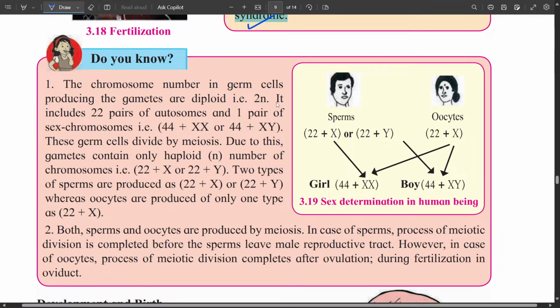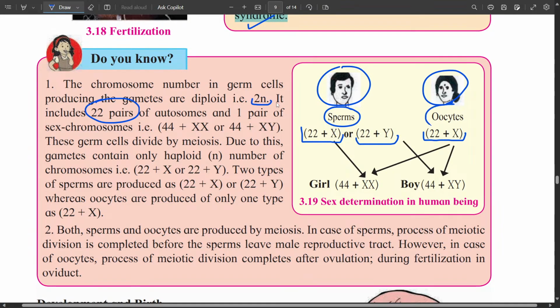The chromosome number in the germ cell producing gametes is diploid, that is 2n. It includes 22 pairs of autosomes and 1 pair of sex chromosomes. So in case of male, it's either 22 plus X or 22 plus Y in the sperm cell, whereas in case of female, it's always 22 plus X in the oocyte, that is the female gamete. So if the sperm having the X chromosome fertilizes the egg cell, then a girl child is born. And if the sperm having the Y chromosome fertilizes the oocyte, then the XY combination is produced and a boy child is born.